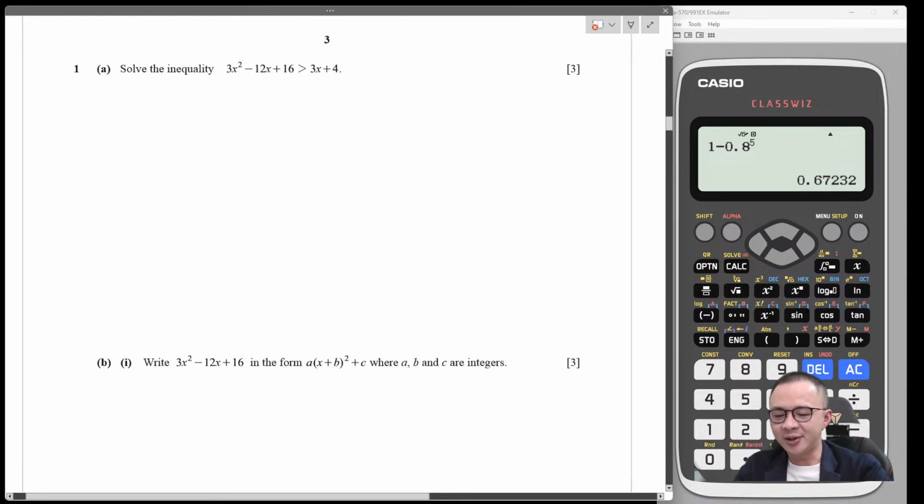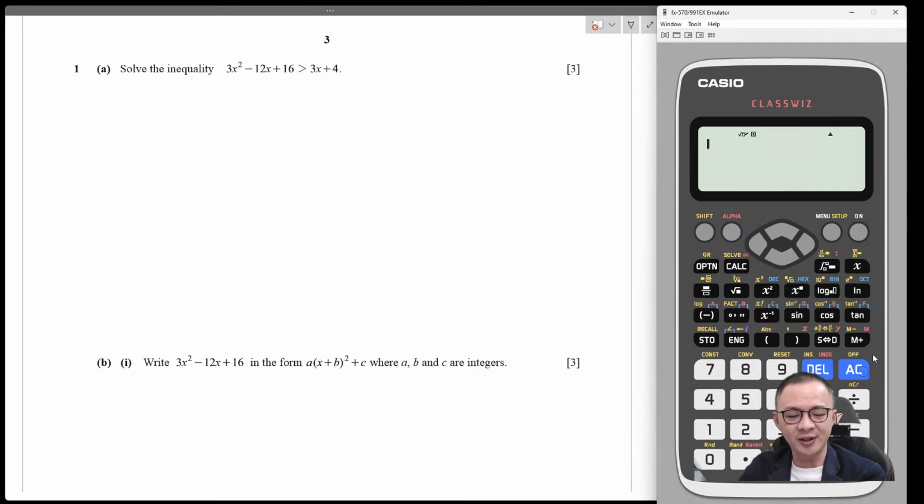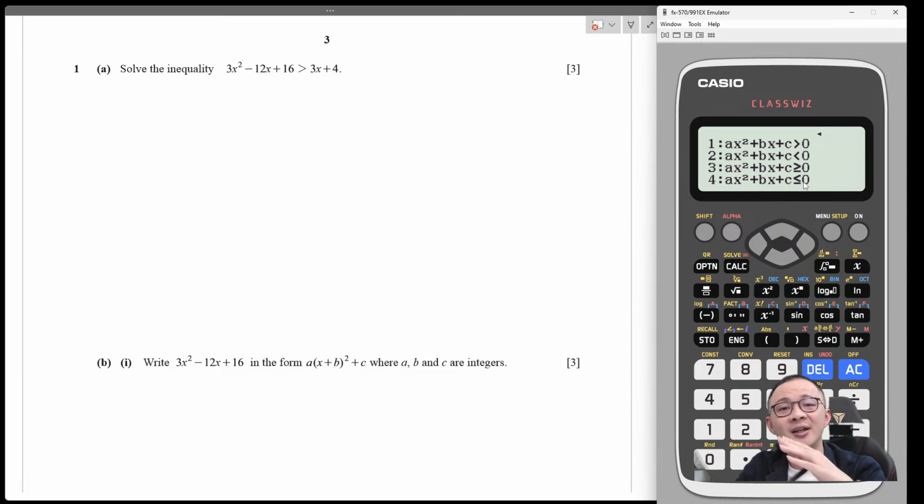Alright, the first one is quadratic inequality. The good news is this calculator can solve inequality for quadratic. You just go into this and choose power 2. Then you can see all types of quadratic inequality for you to choose. Later we might use the calculator to check our answer, but you still need the methods, the working, to get full marks. Alright, so let's do it.